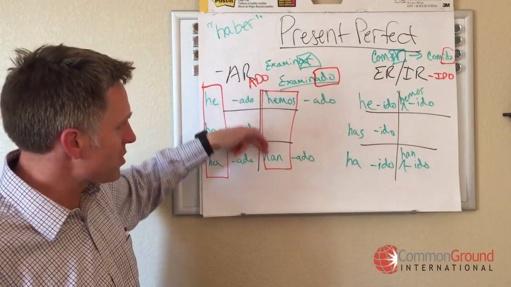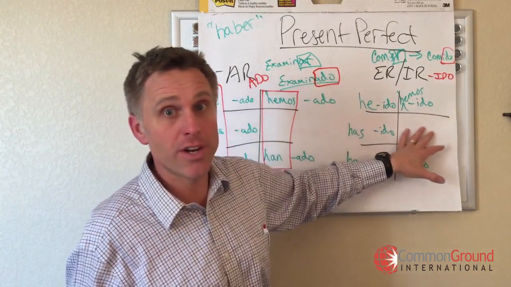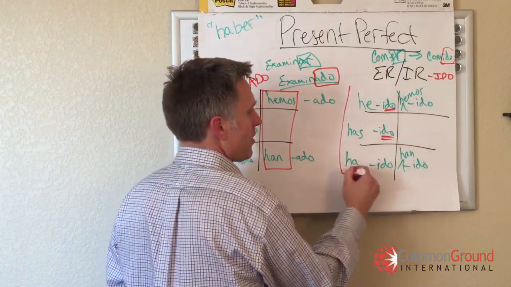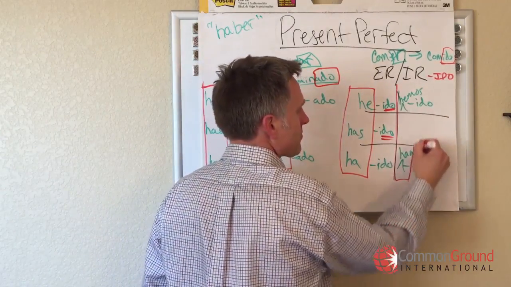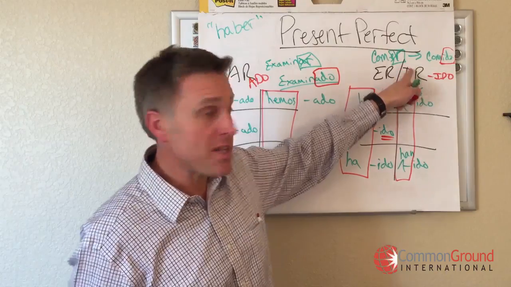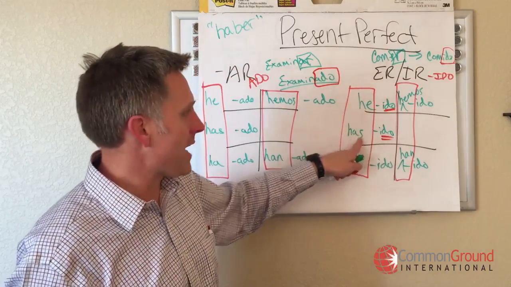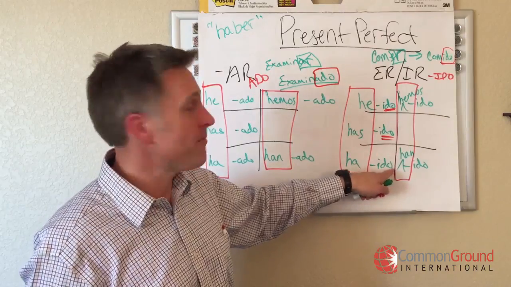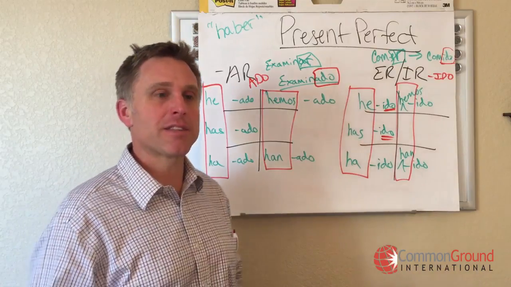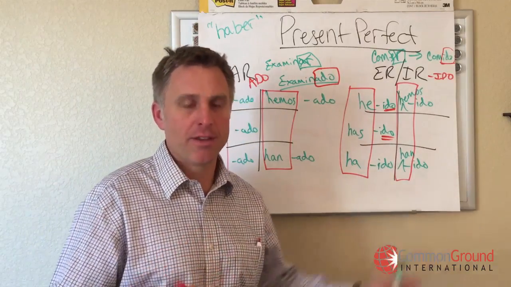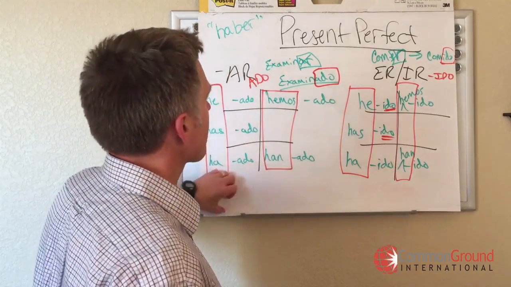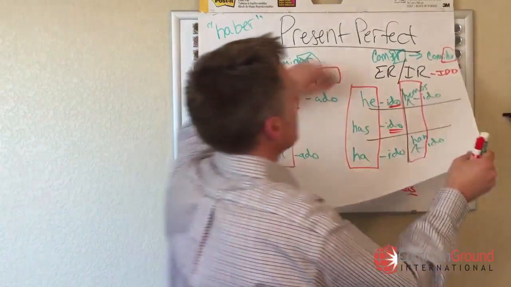These, he, has, ha, hemos, han, actually remain the same for ERs and IRs. The only thing that changes is that the verb now gets ido on the end. So we have he, has, ha, hemos, han, but now if it's comer, the verb to eat, he comido, has comido, ha comido, hemos comido, han comido. So in a statement, this sounds like I have done something. In a question, it's have you done something? Very useful tense. All right, plugging right along.